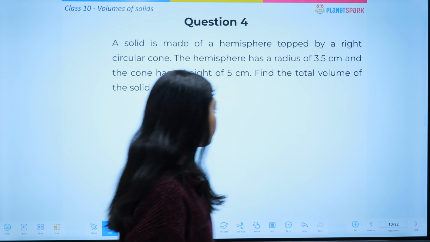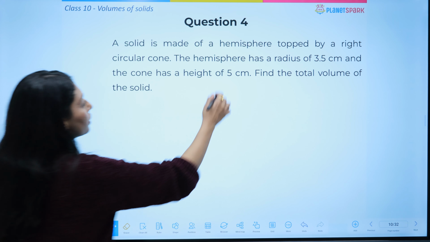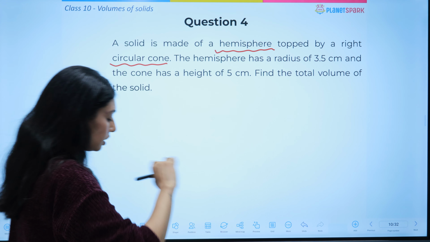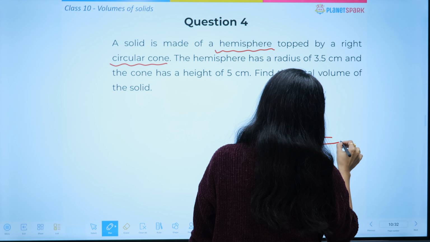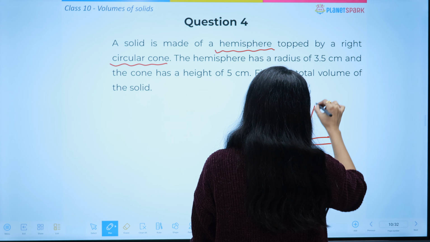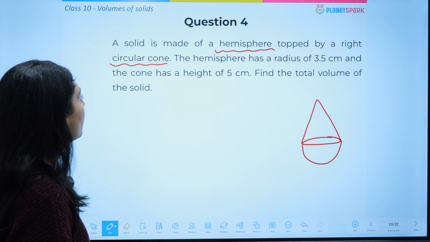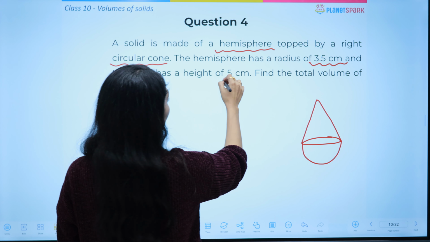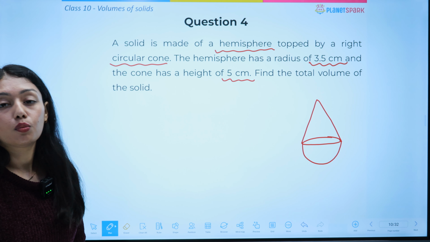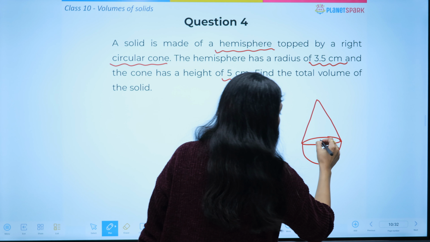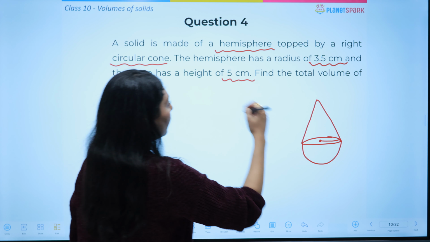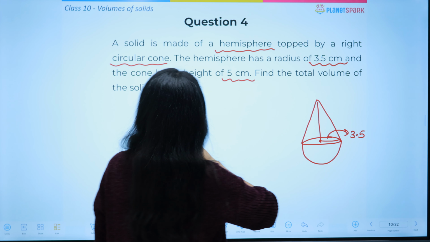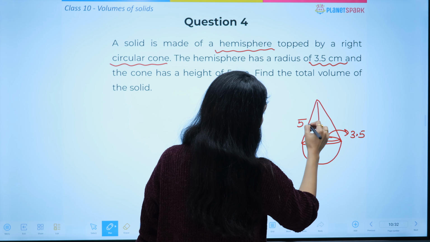Next question then. A solid is made of a hemisphere topped by a right circular cone. Okay, what do we have? A hemisphere and on top of that a right circular cone. Now the hemisphere has the radius of 3.5 centimeter and the cone has the height of 5 centimeter. Find the total volume of these solids. What will the radius of both be at this face? It will be the same, that is given to be 3.5. Right? For the cone the height is given, 5 centimeter.